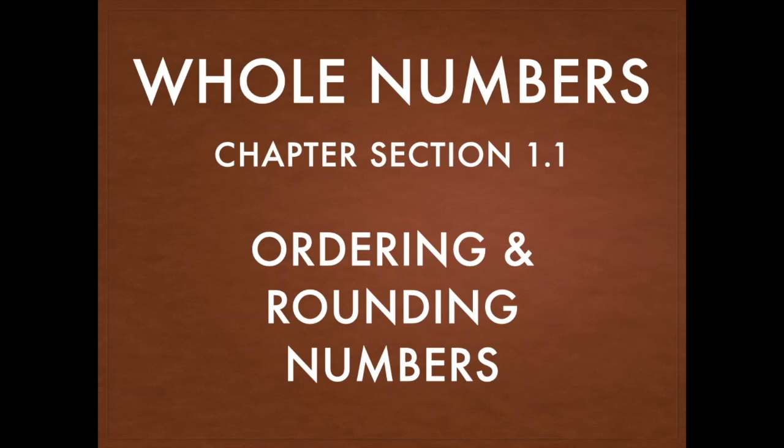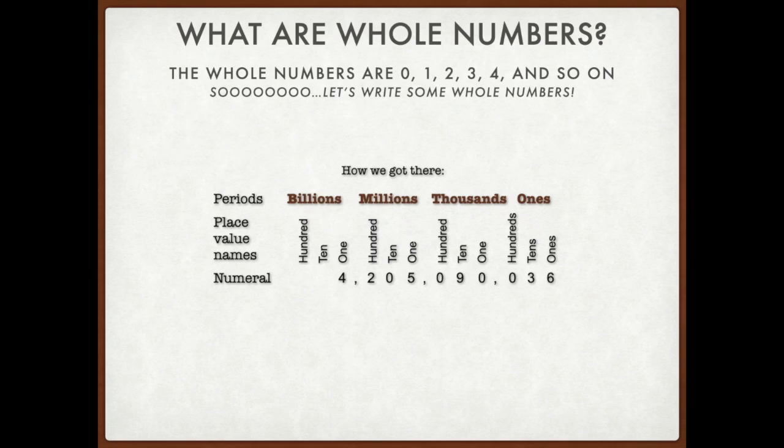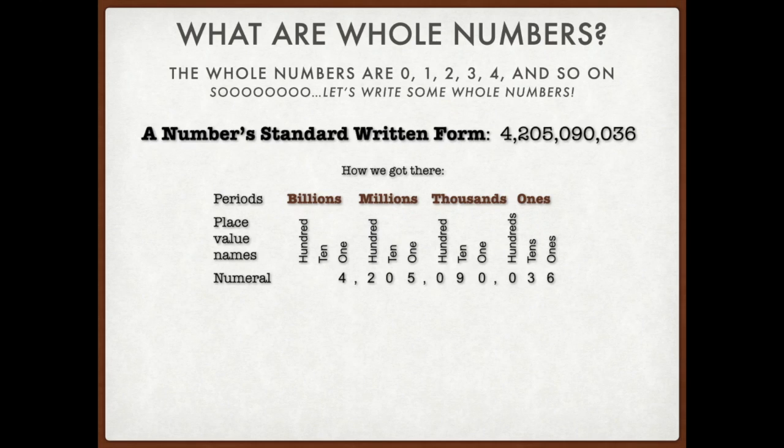We're going to go ahead and start our chapter with section 1.1, dealing with whole numbers, specifically ordering and rounding numbers. In order to do this, we need to first be able to know what are whole numbers. Whole numbers are all your positive numbers, 1, 2, 3, 4, 5, and so on, plus 0. We're not dealing with any negative numbers here.